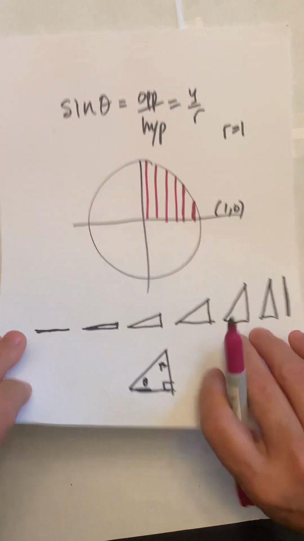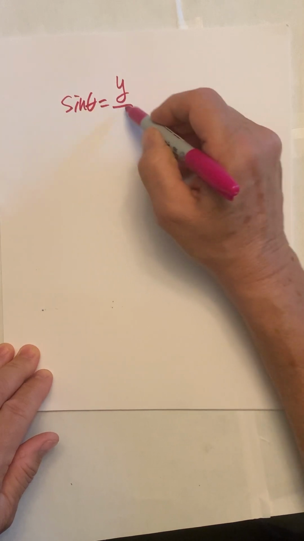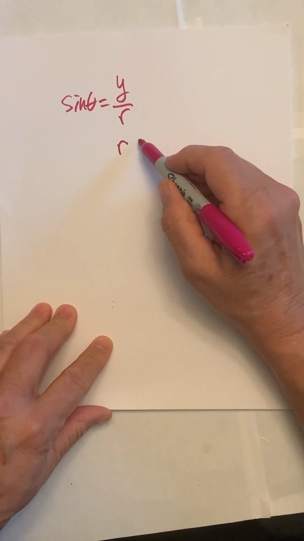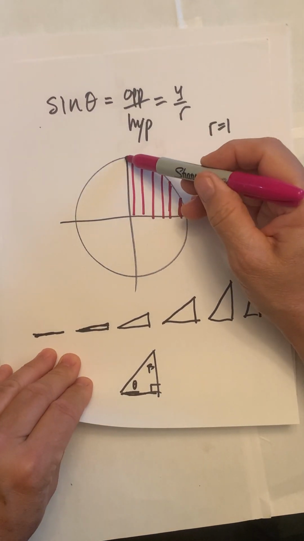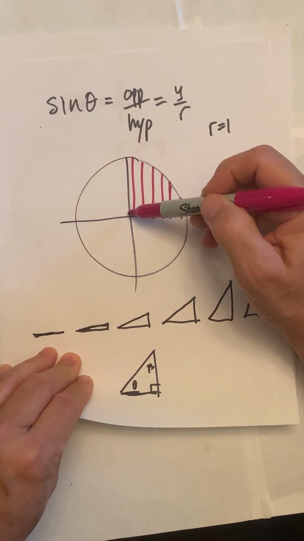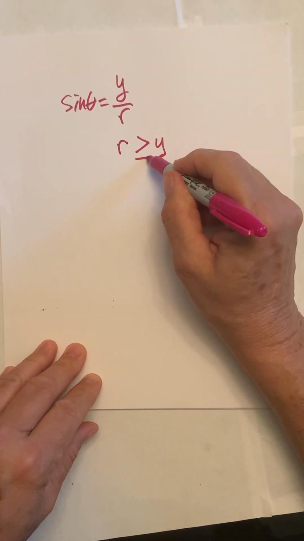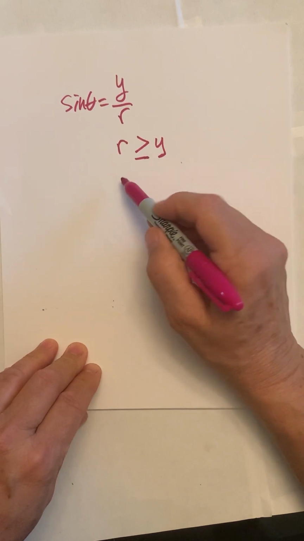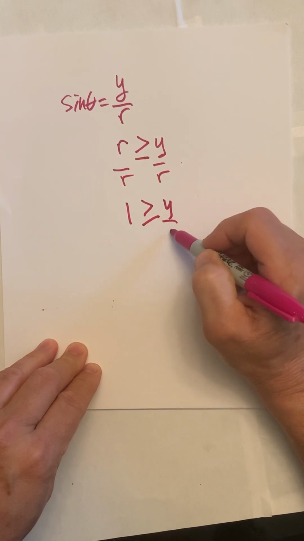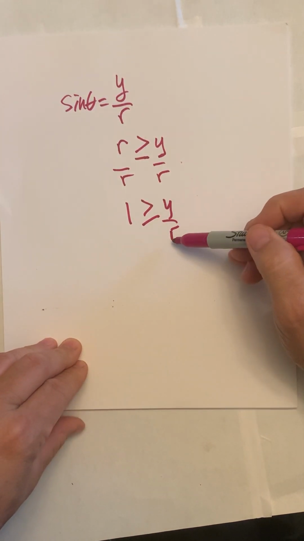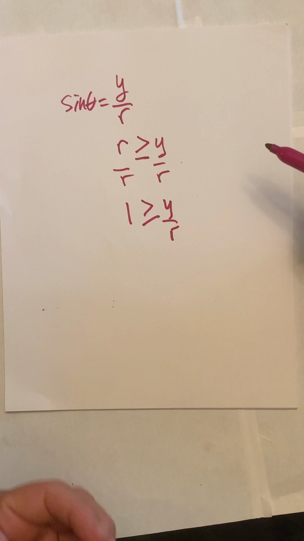So what that means is that r is always greater than y, except at 90 degrees or pi over 2, in which case finally they're both the same. So r is always greater than or equal to y. Therefore, if I divide both sides by r, the ratio y over r is always going to be less than or equal to 1. So sine of an angle can never exceed 1.